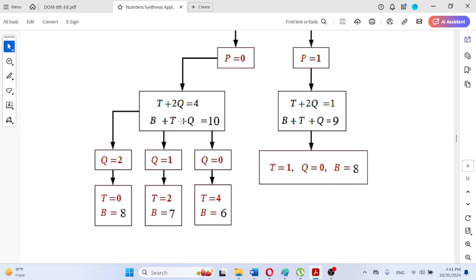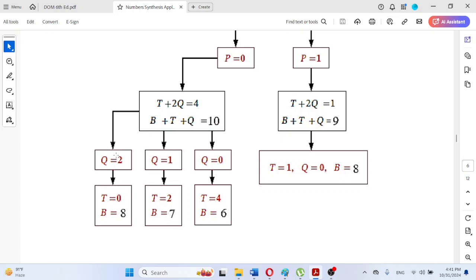So if Q is equal to 1, we can observe that T plus 2 is equal to 4. So 4 minus 2 is equal to 2. So the ternary link will be 2, and the lower equation with Q equal to 1 and ternary equal to 2 gives 2 plus 1 is equal to 3. 10 minus 3 is equal to 7. So binary link will be 7, ternary link will be 2, and quaternary link will be 1. So 7 plus 2 plus 1 is equal to 10.